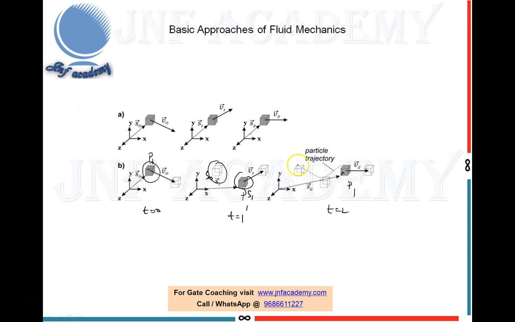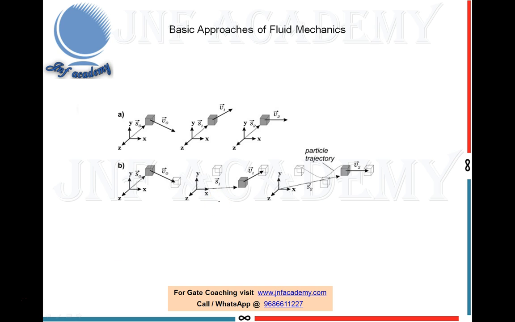When time is equal to 0, the particle is here. When time is equal to 1, the particle is here, time is equal to 2, the particle is here. So both of them will give you the same trajectory. Here you calculate that using the space, even though it is a different particle. Here you calculate that by tracking a particle, moving along with the particle.